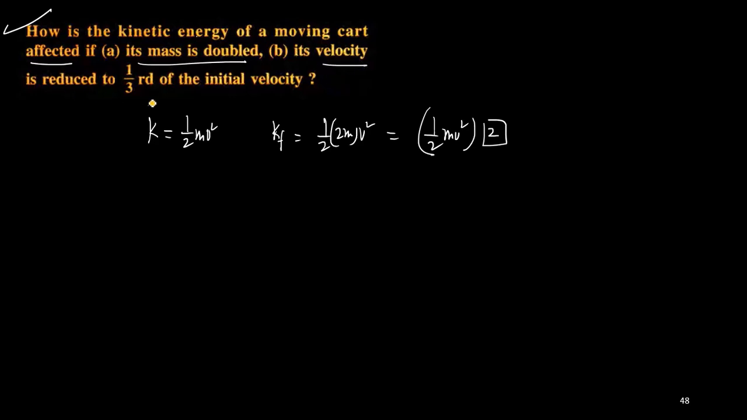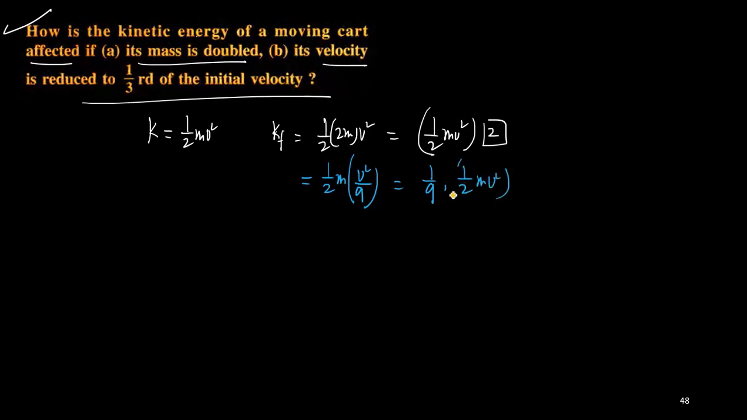The velocity is reduced to 1/3 of the initial velocity. Once I reduce the velocity to 1/3 by keeping the mass the same, here it is half m, v becomes v square by 9. Can I say it is equal to 1 by 9 into half m v square? So it decreases by 1 by 9 times. Decreased by 9.